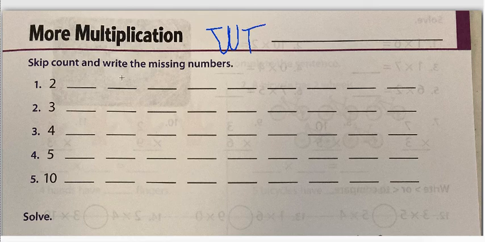Okay. Now here, let's read the instruction. It says skip count and write the missing numbers. Now in this lesson, we're going to do more multiplication. And number 1, it starts with number 2. That means we're going to skip count by 2's. So what comes after 2? 2. And then 4.